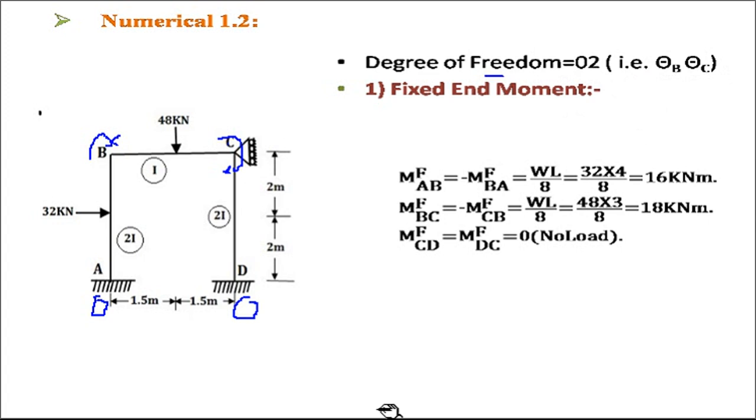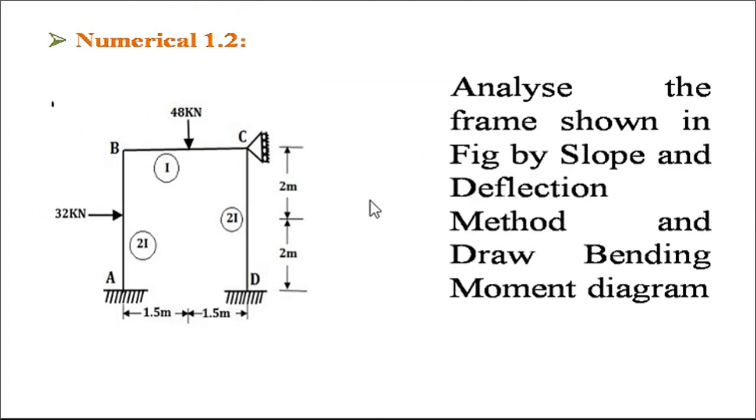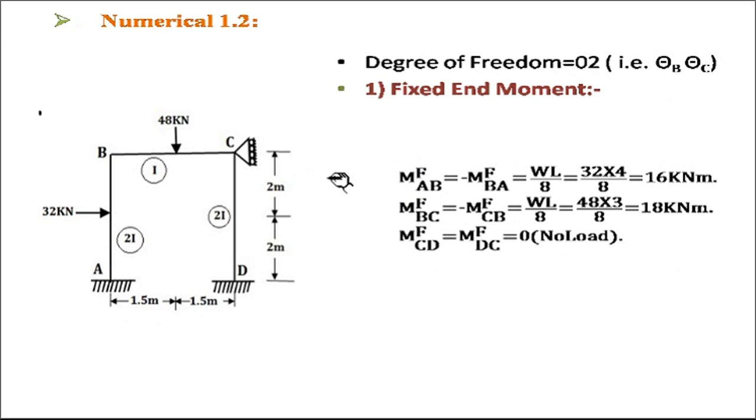The next step is to find the fixed moment. Now the load in member AB is acting towards the right. So the fixed moment in member BA will be in clockwise direction, and in member AB it will be in anti-clockwise direction. Here the sign convention is anti-clockwise positive and clockwise negative.